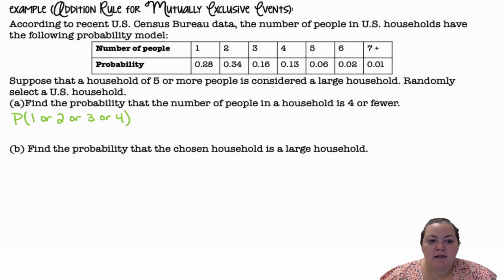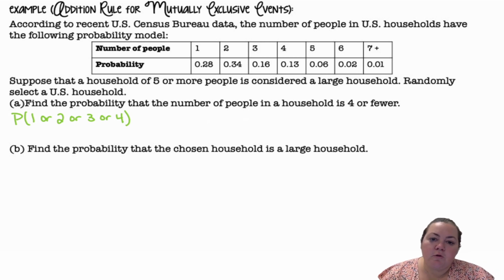All right, the addition rule for mutually exclusive events. According to recent U.S. Census Bureau data, the number of people in U.S. households have the following probability models. Suppose that a household of 5 or more people is considered a large household. Randomly select a U.S. household. Find the probability that the number of people in a household is 4 or fewer.